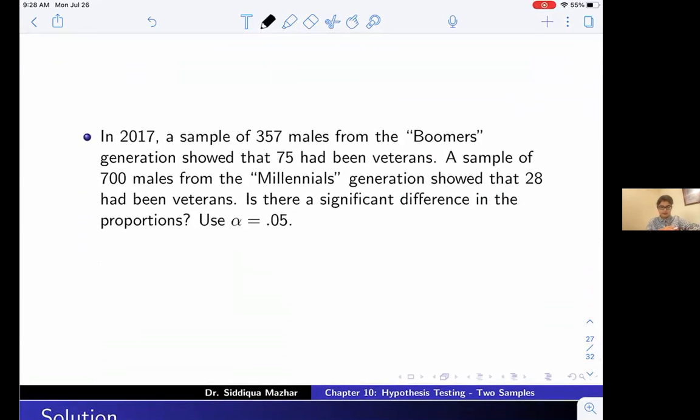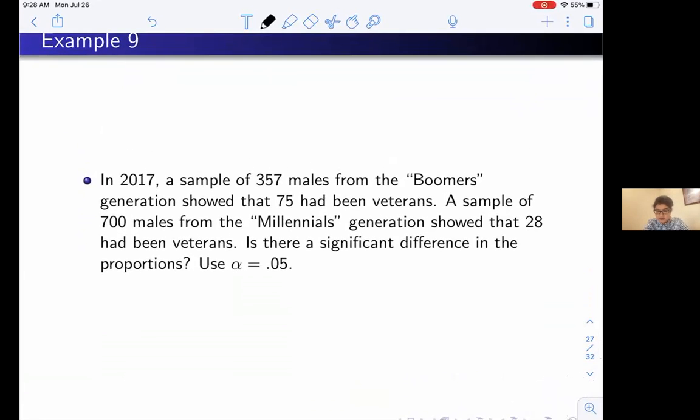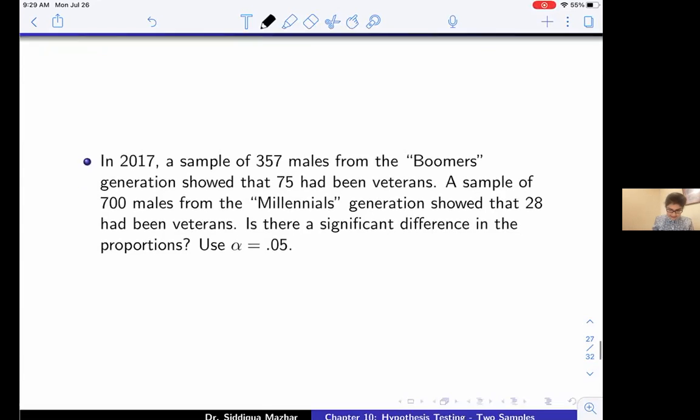There is a next example. Let's see what it says. In 2017, a sample of 357 males from the boomers generation showed that 75 had been veterans. A sample of 700 males from the millennials generation showed that 28 had been veterans. Is there a significant difference in the proportions? Use alpha is 0.05. Again, now we are talking about the proportion. Now we are in the proportional test, two sample proportional test. So two prop Z test we are going to use in this case.